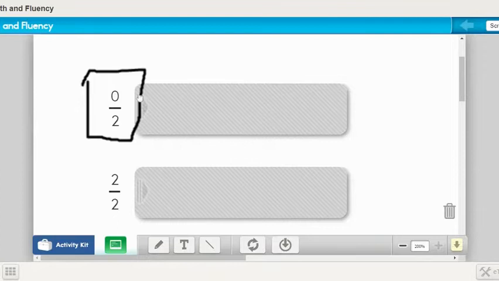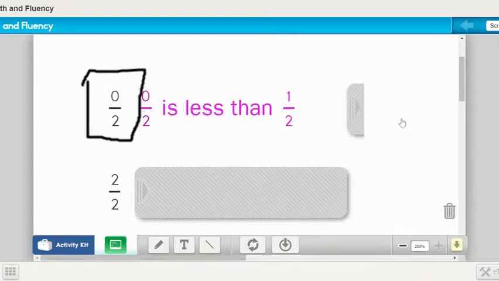Let's get started. Let's get our thumbs ready. Greater than or less than 1/2. Here we are, back at the screen. We have 0 halves. Is that going to be a thumb up greater than 1/2 or a thumb down less than 1/2? If your thumb is down, you are correct. 0 halves is less than 1/2. There's actually no halves there at all.